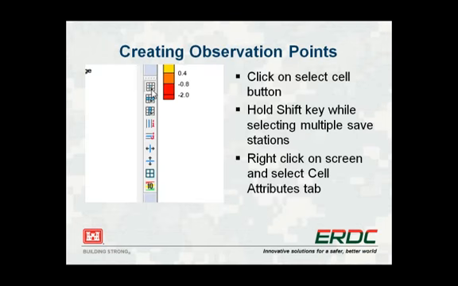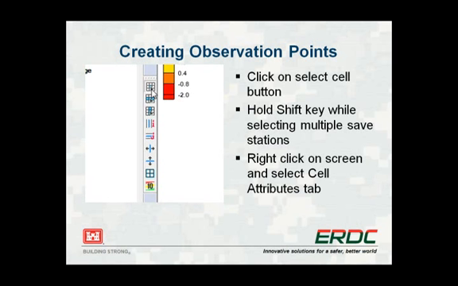So now that we've created our .gen file, we need to create observation points, and these will be our stations. You want to create the observation points immediately offshore from your largest wave breaking. In order to select these observation points, you need to click on the Select Cell button.